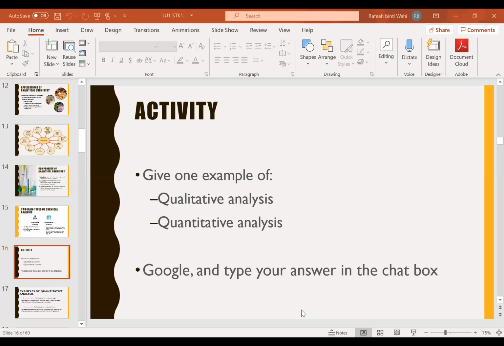Qualitative. Okay, some of you answer qualitative and some say quantitative. All right. Okay. It's qualitative. Why do you say qualitative? Qualitative because it identifies what is the analyte present in the sample. Okay, in this case, the analyte is glucose and the sample is urine sample.